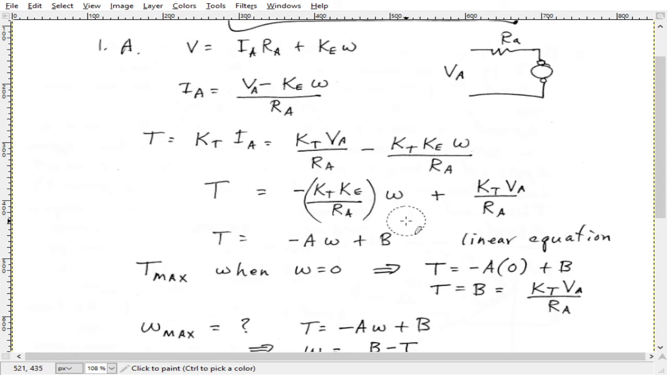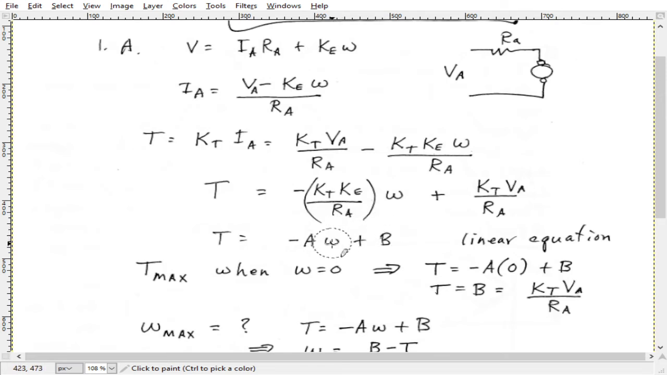So what we have is that the torque is equal to minus some constant times the speed in radians per second, plus some other constant. Well, this is a linear equation, so that should be obvious to you, and it should also be obvious that this is the y-intercept, and that this right here is a negative slope. So, the slope-intercept formula.